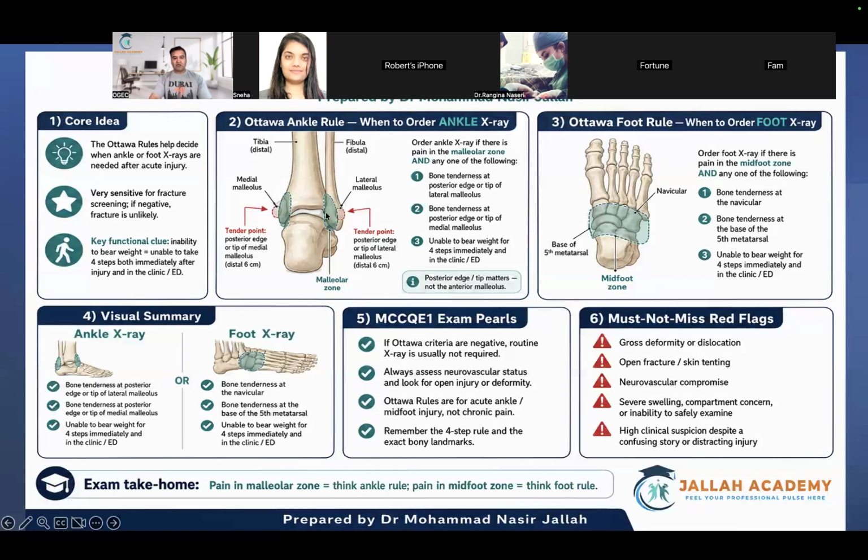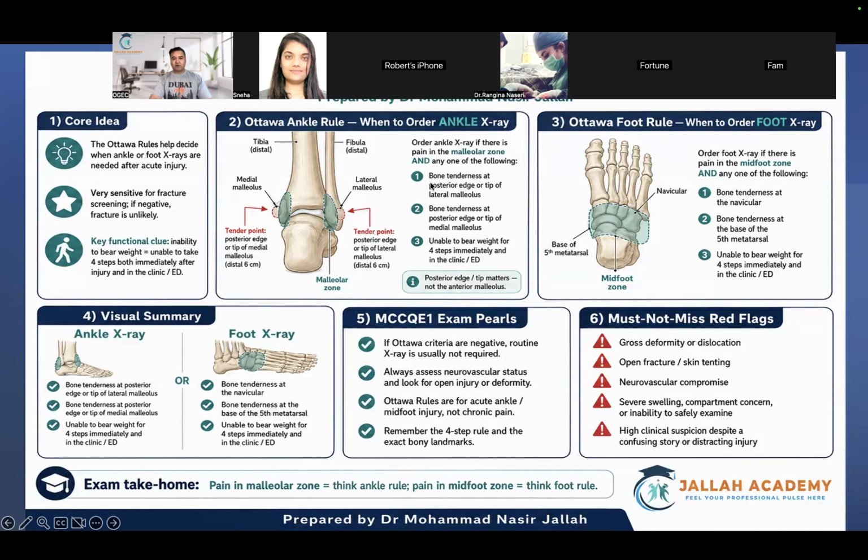So the tenderness, and also for the foot, if the patient has this one, and the rest of them is almost the same thing. The patient should be able to take at least 4 steps in the emergency room. If anyone cannot take at least 4 steps in the emergency room, it means the Ottawa X-ray, whether it is foot, ankle, or knee, is indicated.